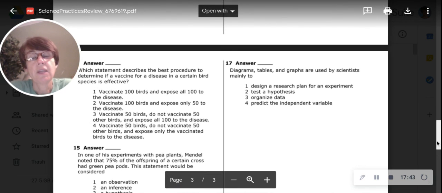Last question. Diagrams, tables, and graphs are used by scientists to design a research plan. No. Test a hypothesis. No. Organize data. Yes. So best answer there is number 3.